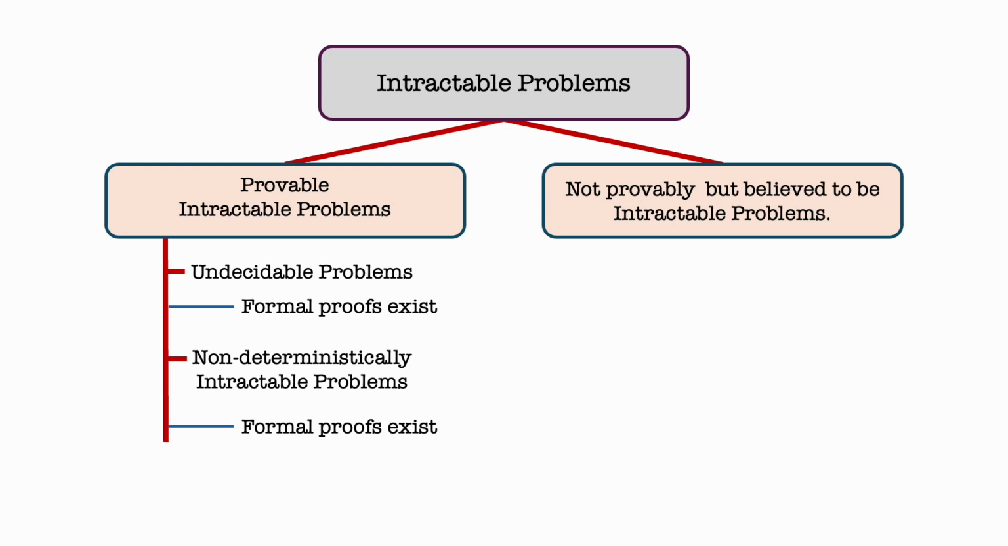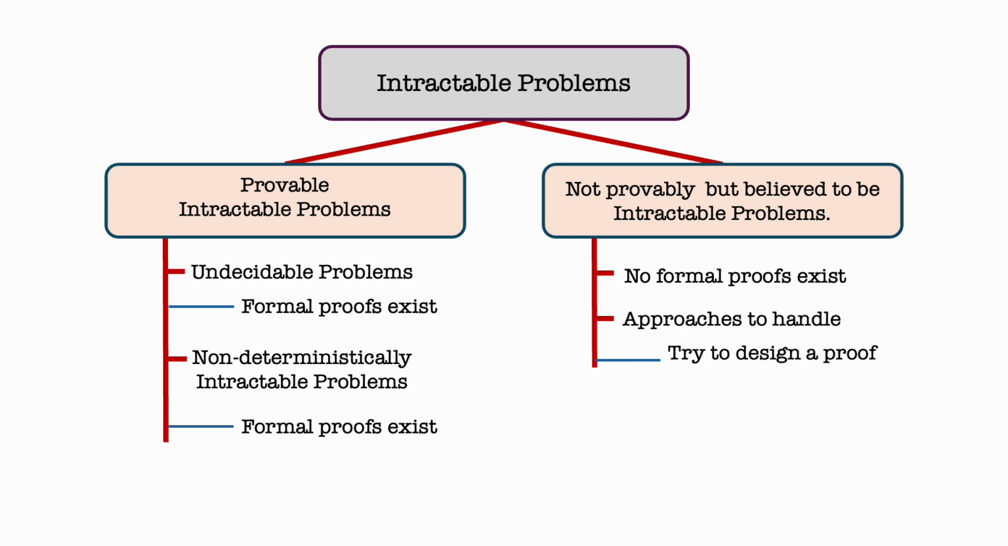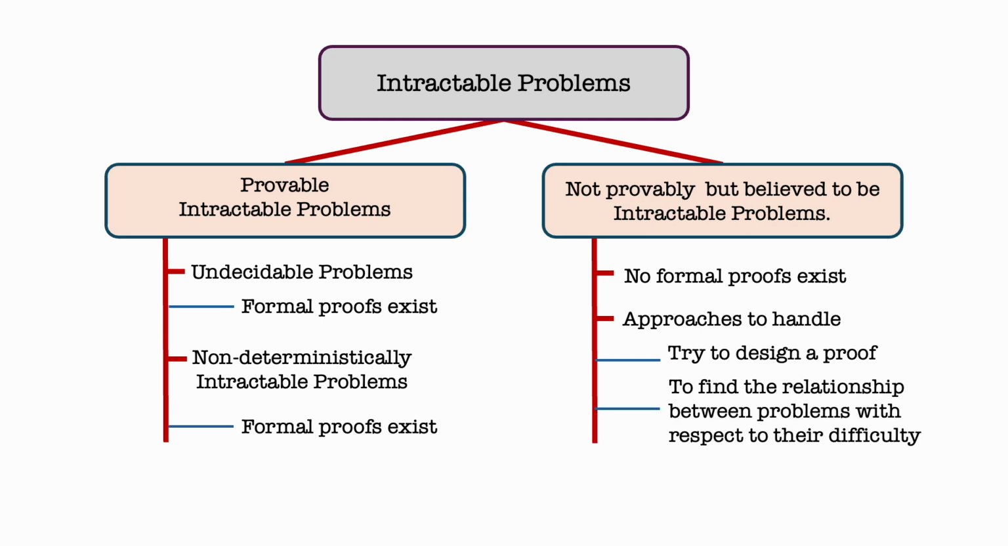However, we are mainly interested in the second category, problems that are believed to be intractable but no one has proven them yet. These problems can be solved by a non-deterministic machine in polynomial time, but we don't have any proof that a regular computer can't solve them quickly. Since no formal proof exists, mathematicians and computer scientists handle these problems in two ways. They try to design a proof to prove that the problem is intractable. The other way is to find the relationship between problems in terms of their computational difficulty. We are interested in this second approach.